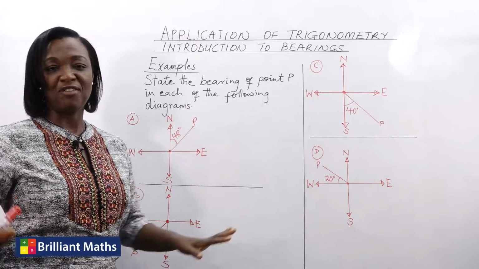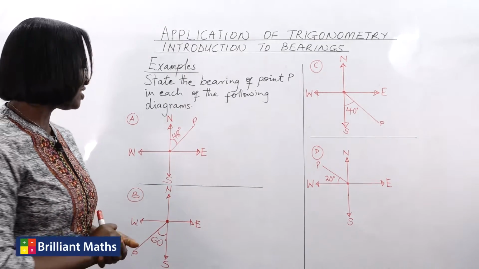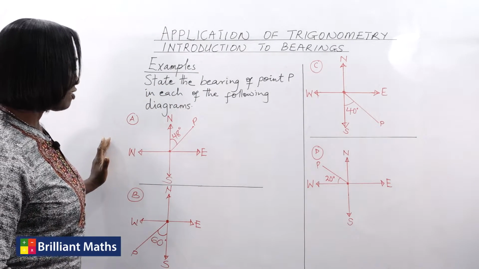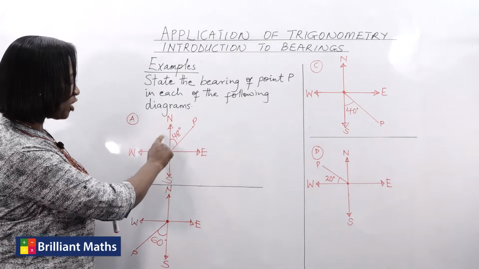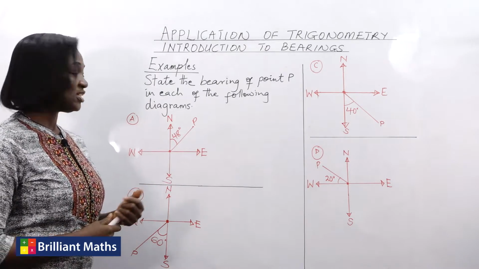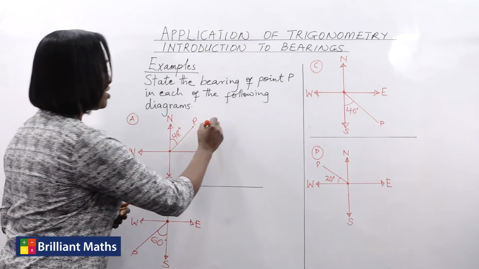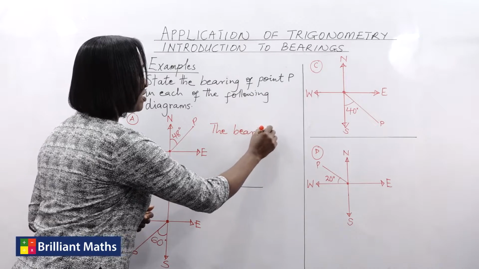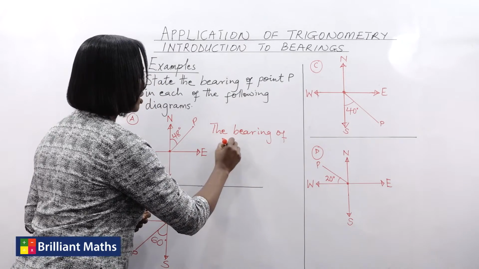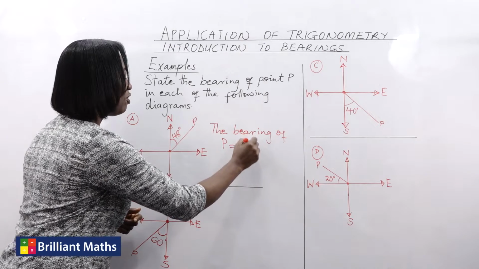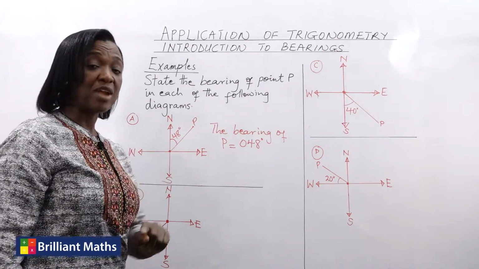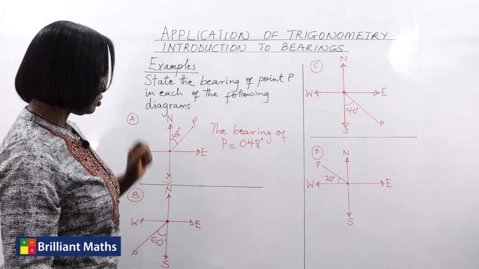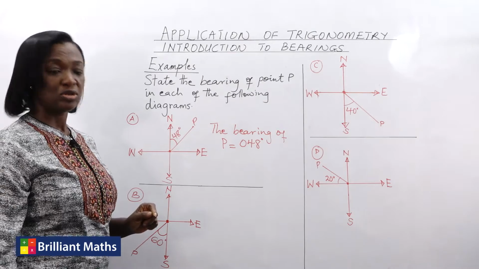You have lots of examples and introductions in it. So state the bearing of point P in each of the following diagrams. So we have that diagram. From the North Pole to P is 48 degrees. So the bearing of P is equal to 048 degrees, because you write bearings as 3 digits from North Pole to the point where it goes to P.